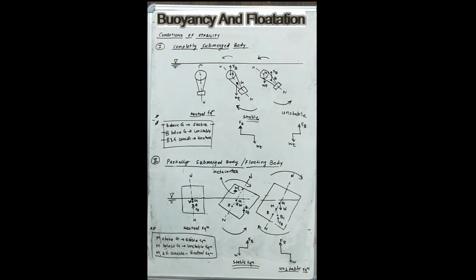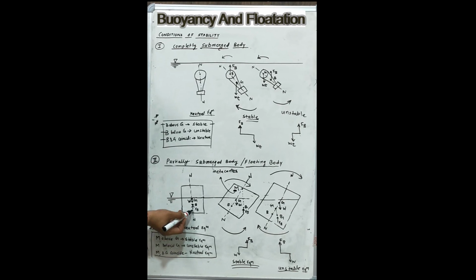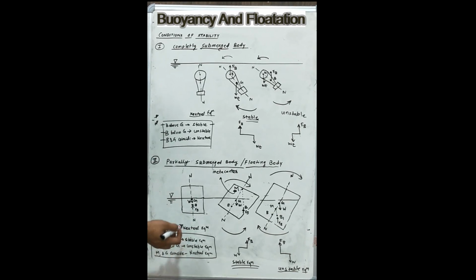Now moving to the second case, the partially submerged body, or we can say a floating body. In that case, we can see that this body is floating. This point is the center of gravity, where the weight W of the body acts, and G is the center of gravity. Here the weight of the body acts in the downward direction, and B is the center of buoyancy, the point where the buoyancy force acts. The buoyancy force acts vertically upward.